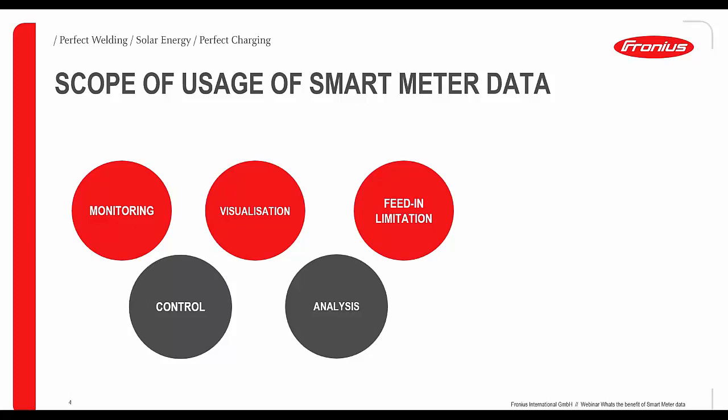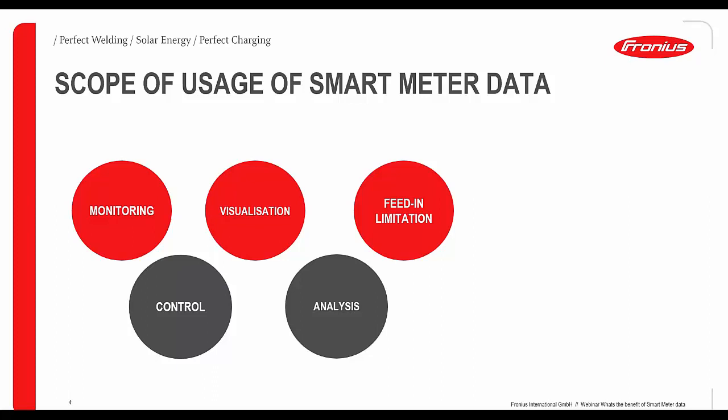Fifth point is the feed-in limitation. This is actually mandatory, as the Fronius Smart Meter is required for that. In some countries, depending on the utilities, it is required that you have a feed-in limitation depending on the total PV capacity in the grids. So this helps then for the balancing and also for the stabilization of the national grids.